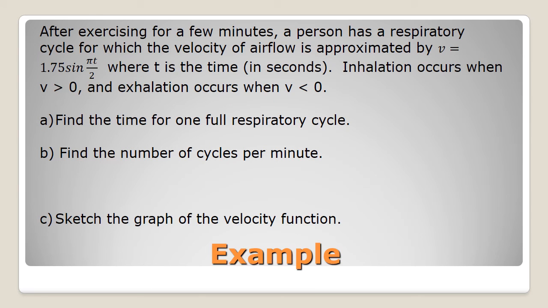Exercising for a few minutes, a person has a respiratory cycle for which the velocity of airflow is approximated by v equals 1.75 sine of pi t over 2, where t is time in seconds. Inhalation occurs when v is positive, and exhalation when v is negative. Find the time for one full cycle. In other words, find the period for A. For B, find the number of cycles per minute. In other words, in 1 minute, how many of these things are going to go by? And then C, sketch the graph. So pause the recording, give this a try, and resume to check your answer.